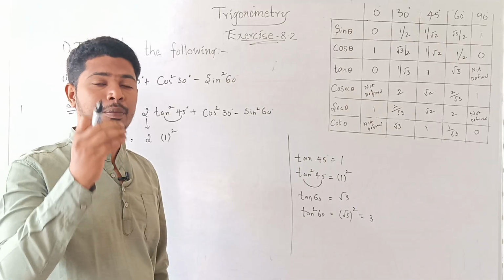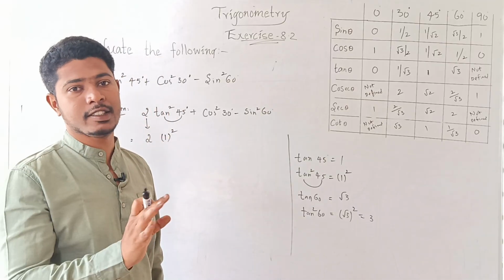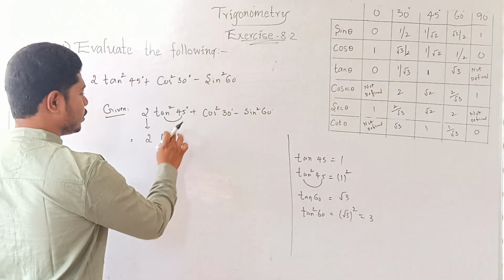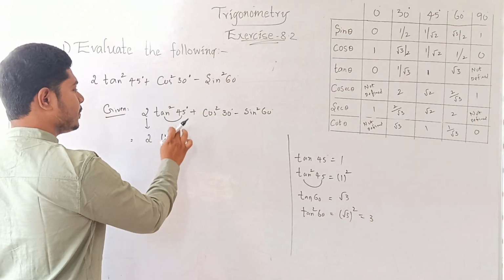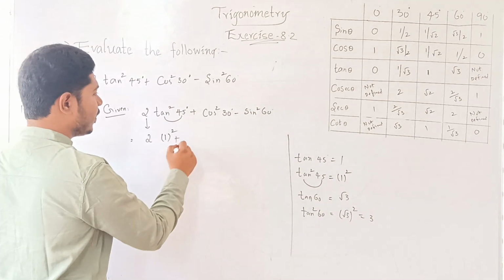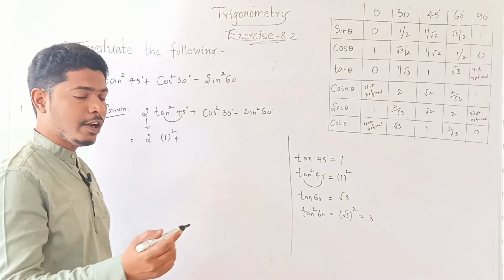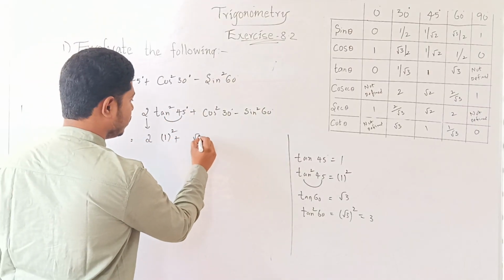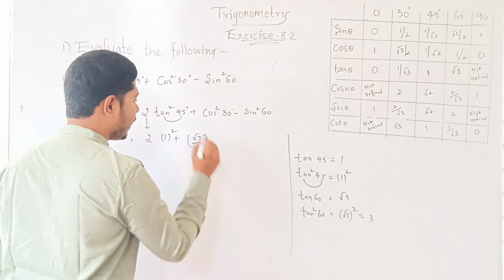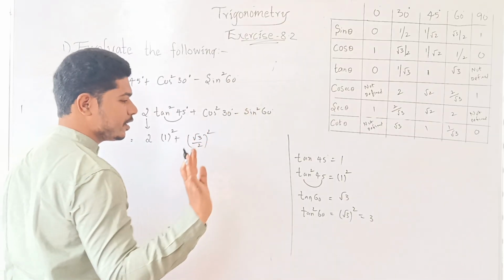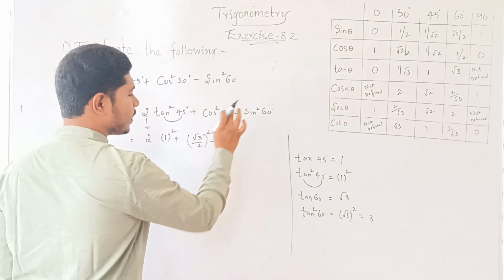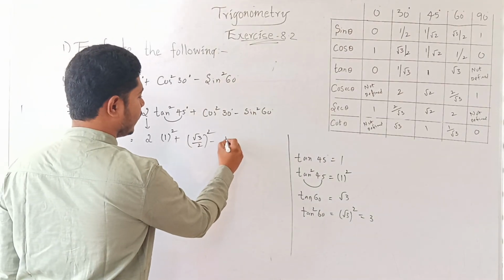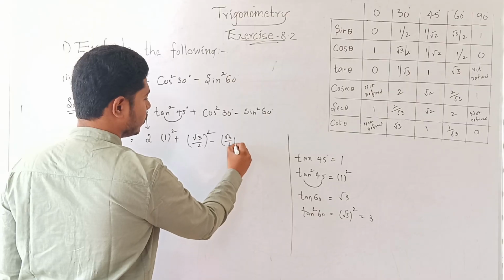First of all, we have to place the values, the exact values. Simple, that's all. Here I am placing tan 45 equal to 1, and I am placing the square simply here. That's all, simple. Now, what is the value of cos 30? The value of cos 30 is root 3 by 2, and I am mentioning this square simply here. That's all, simple. Then what is the value of sin 60? The value of sin 60 is the same as cos 30, root 3 by 2 whole square.